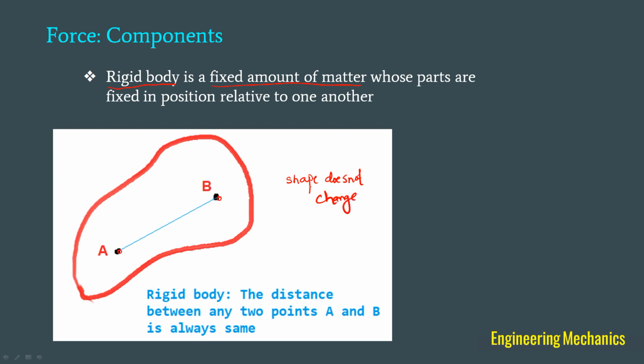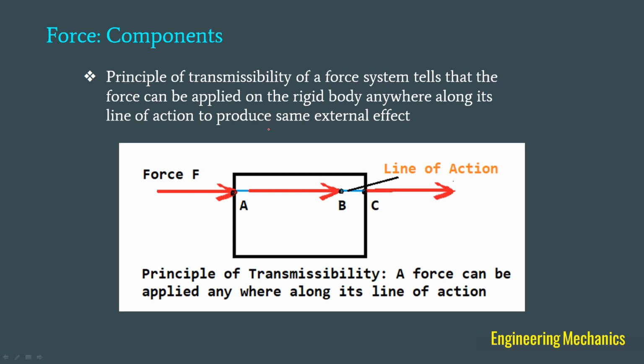So this is another definition of the rigid body. When we are applying forces onto the rigid body, these forces can be applied along the line of action onto the rigid body anywhere. So this particular principle is called principle of transmissibility. So what is the principle of transmissibility?